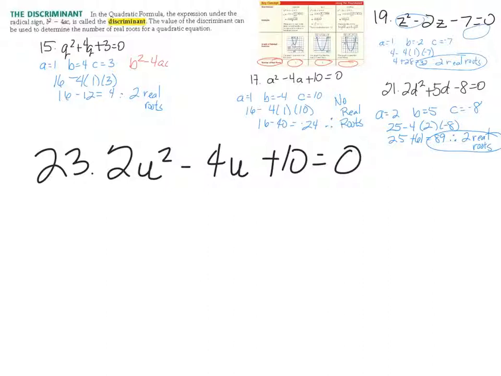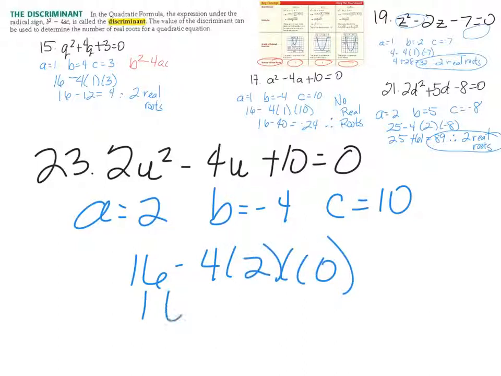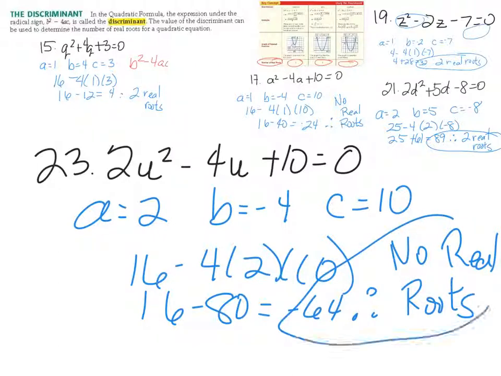Okay, last odd. A is 2, B is -4, and C is 10. So b squared minus 4ac, got 16 minus 80 is -64. So we're going to have no real roots. And that's the discriminant.